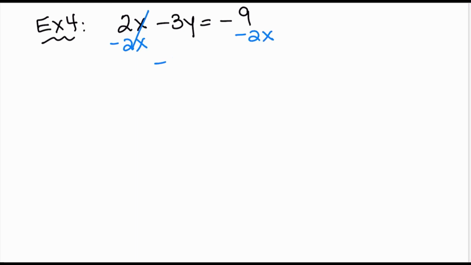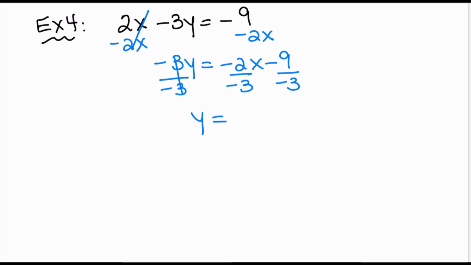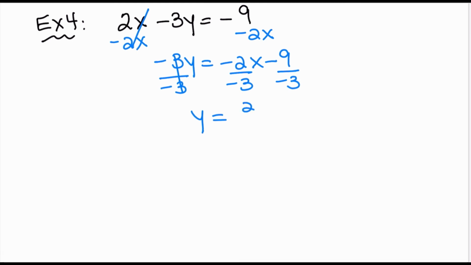And then I'm left with negative 3y is equal to negative 2x minus 9. But if you notice, we're not done because the y is not completely by itself. I'm going to have to go ahead and divide everything by negative 3. And now I'm going to be left with y equals negative 2 divided by negative 3 is positive 2/3 x. And then negative 9 divided by negative 3 is a positive 3. So then my answer is y equals 2/3 x plus 3.